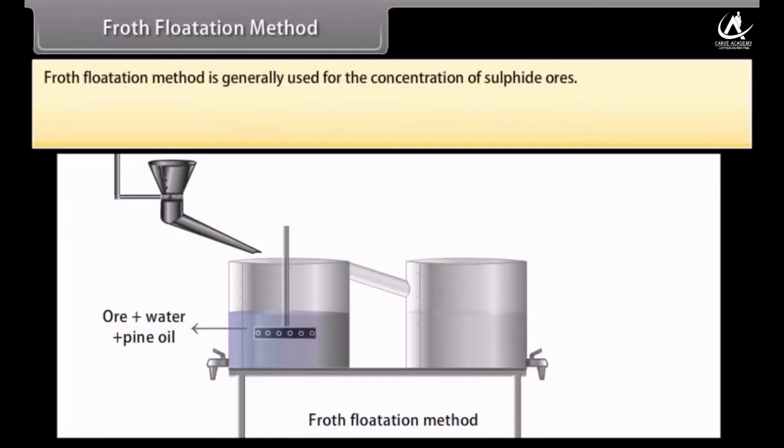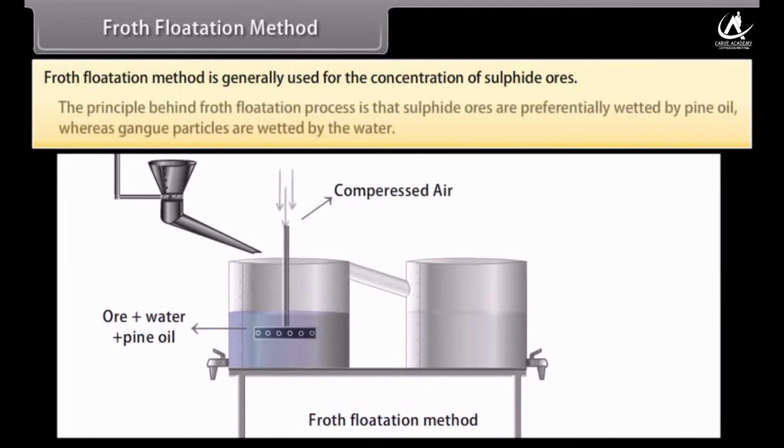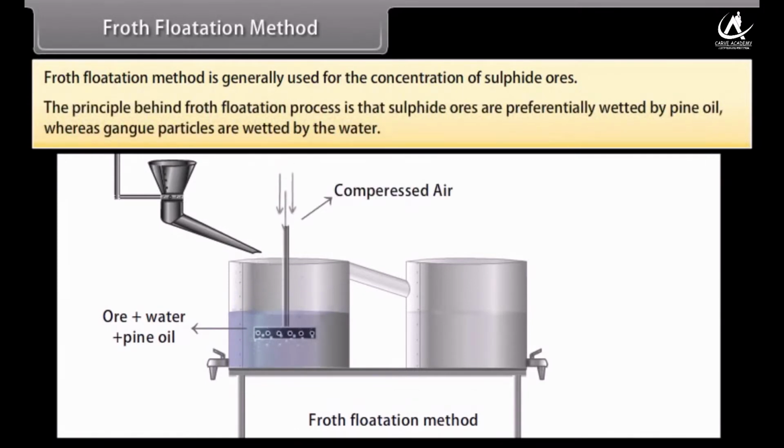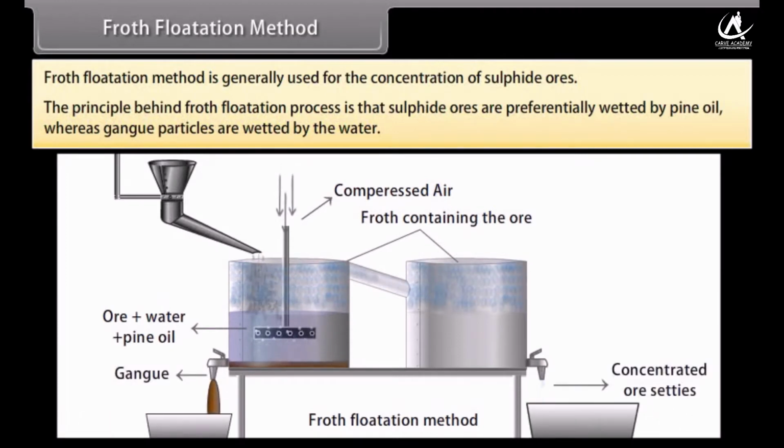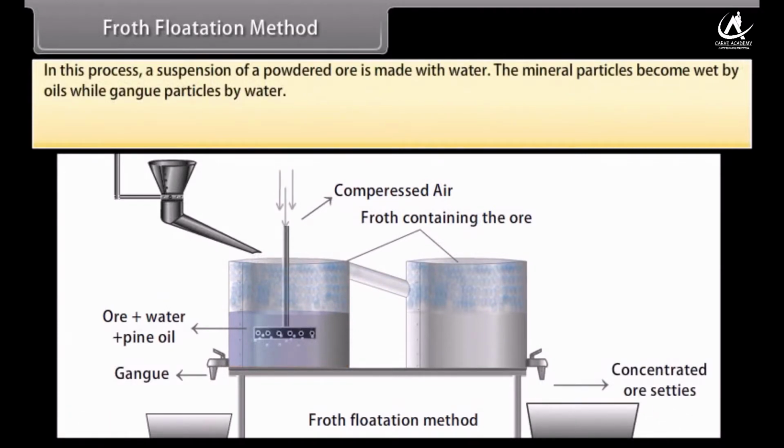Froth flotation method. This method is generally used for the concentration of sulfide ores. The principle behind the froth flotation process is that sulfide ores are preferentially wetted by pine oil, whereas gangue particles are wetted by water. In this process, a suspension of a powdered ore is made with water. Collectors like pine oil, fatty acids, and xanthates are added to it. Froth stabilizers like cresols and aniline stabilize the froth.